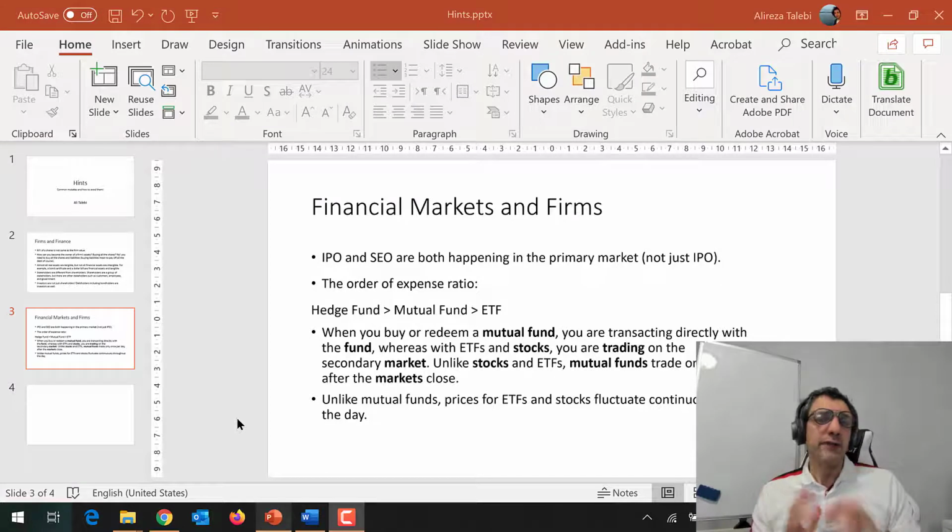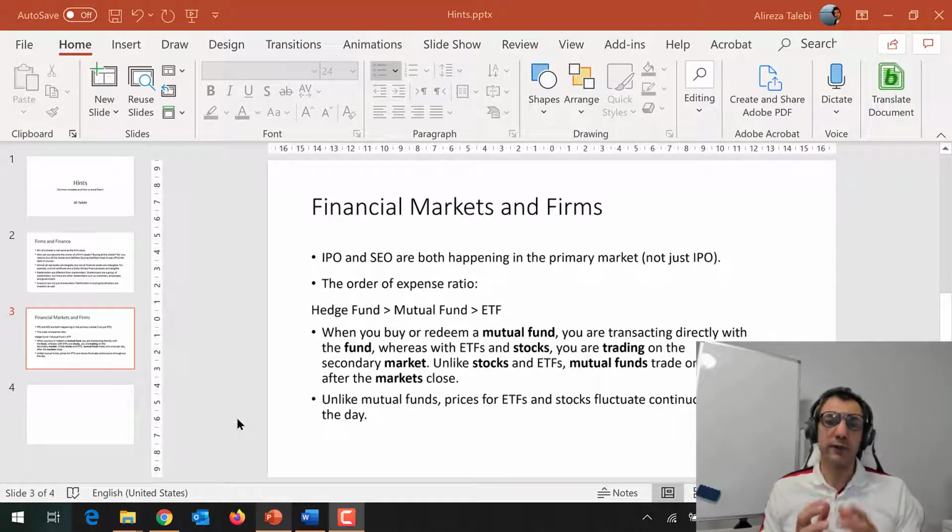We also talk about three different funds: hedge funds, mutual funds, and ETFs. And as we mentioned, the order of expense ratio starts with the hedge fund. Hedge funds are kind of the most expensive type of funds. The expense ratio is high, usually around 2%. On top of that, the funds also ask for a portion of the profit or gain they are making out of their investment. And there are some other barriers, so it's not a good choice for retail investors.